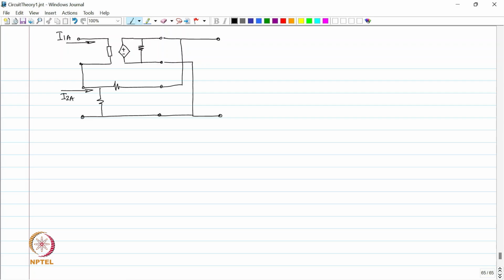Is I1a equal to I2a? Guaranteed, right. In this case you can cleanly add h parameters, right. This is a better example. Fine. There is no other way. It is the same current, no?